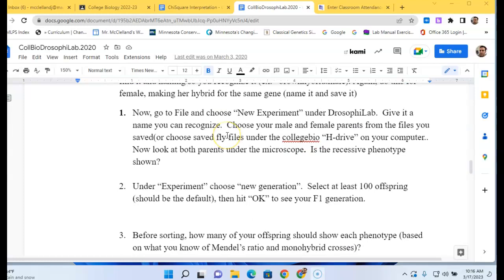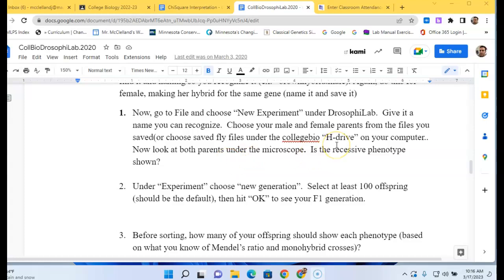If you set up an experiment with two parents that are heterozygous for a trait, in theory, you should get 75% the wild phenotype, 25% the recessive phenotype. And that fits the 3-to-1 ratio Mendel ended up with in his results. So that's what you'd be expecting. You would also expect that the parents would show the wild phenotype.